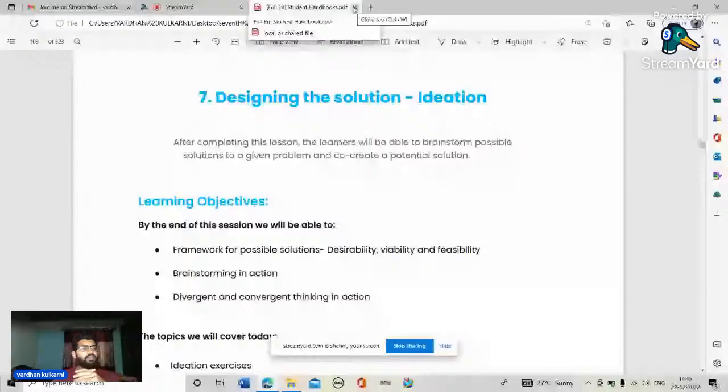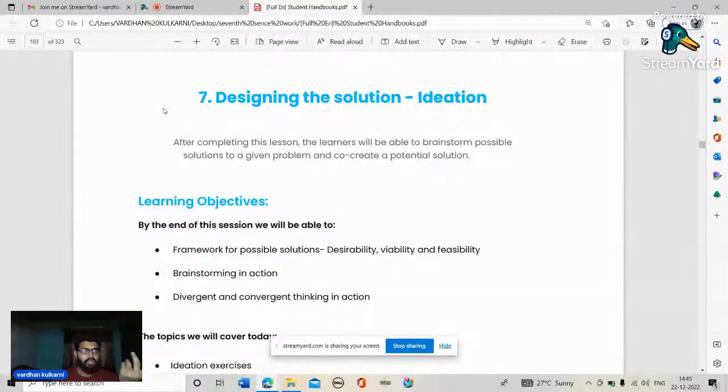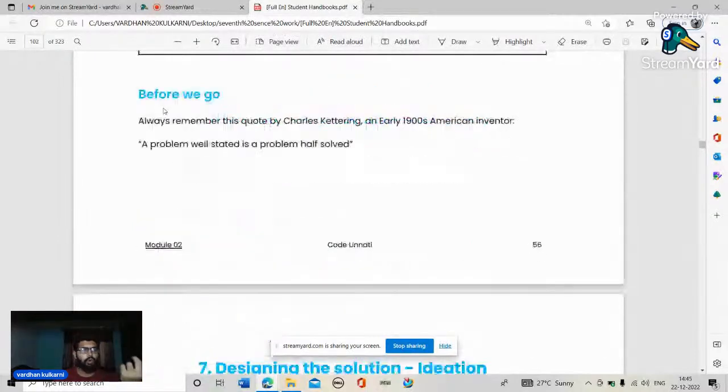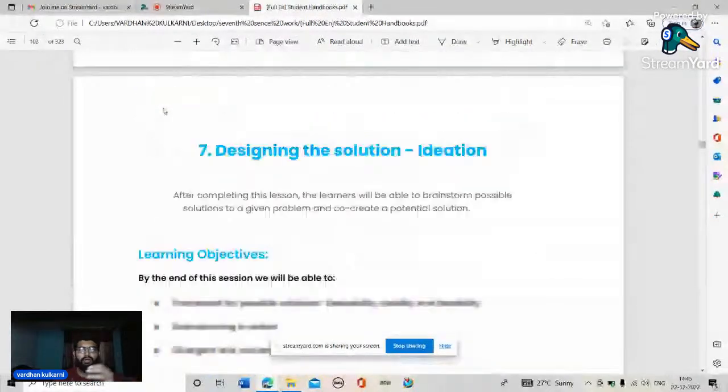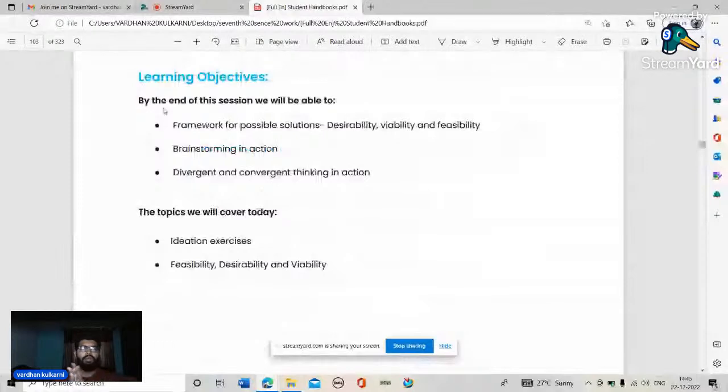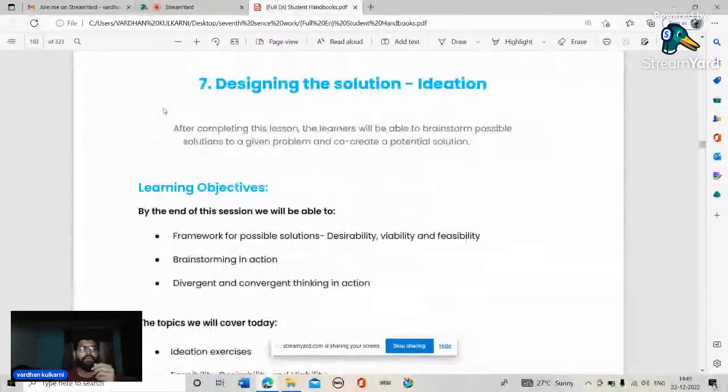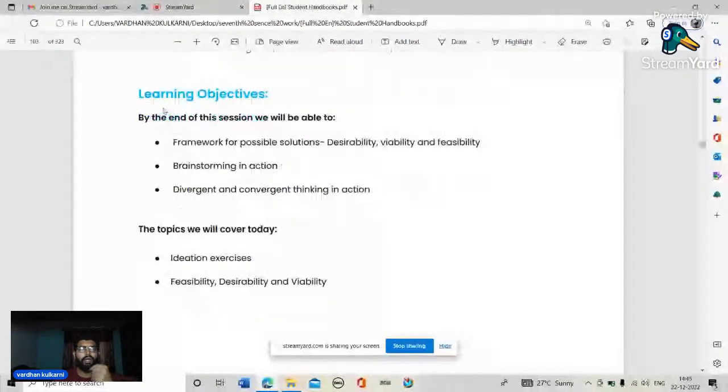So yesterday we were looking into convergent thinking and divergent thinking, and we saw those videos. Be the change, and what the problem statements are. And today, in this session, we cover designing the solution and ideation. The topics covered today are ideation exercises, feasibility, desirability, and viability.